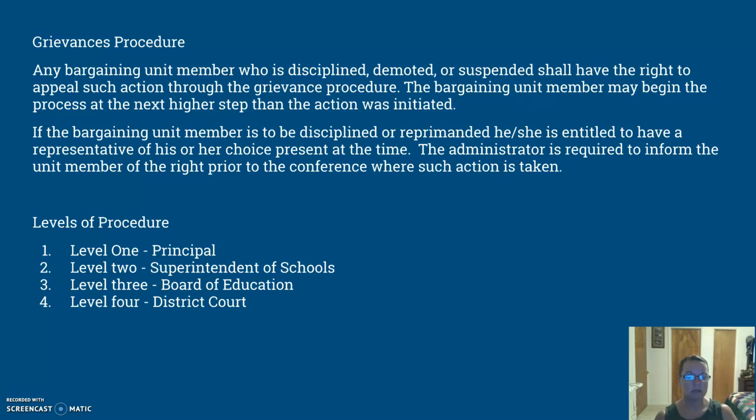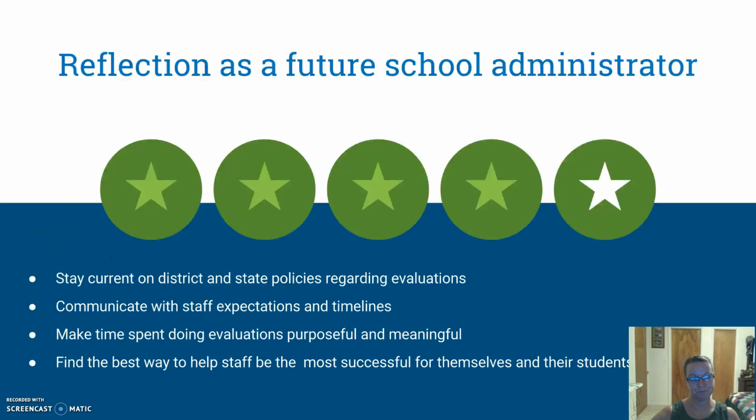Grievances: any bargaining unit member who is disciplined, demoted, or suspended shall have the right to appeal such actions. And we have 4 levels. You start at the principal. If you aren't happy there, then you can put it in writing, and it goes to the superintendent. If you're not happy with your procedure there, you put it in writing, it goes to the Board of Education. Again, if you're not happy, then you're at the district court.